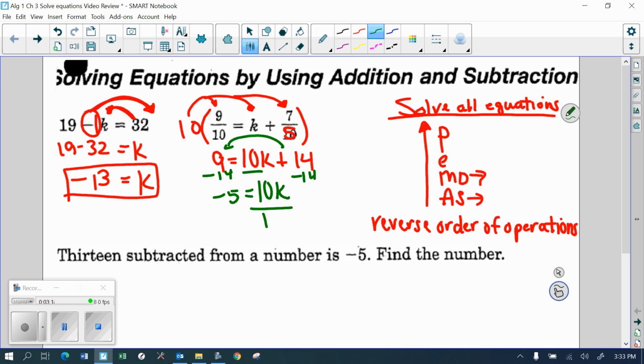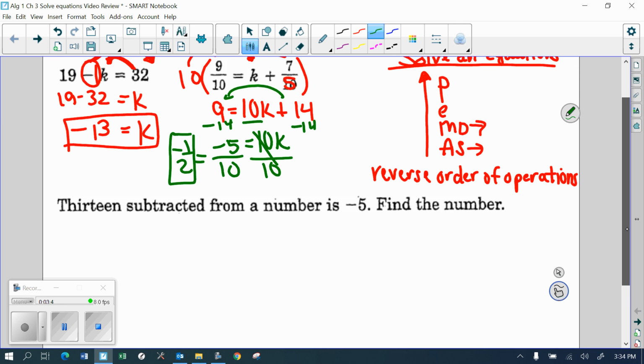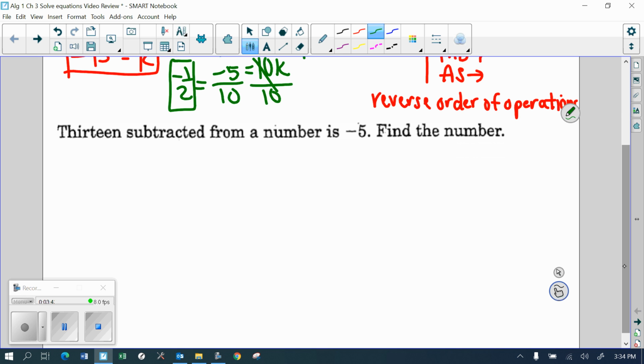And last step, divide by 10. Now, can I leave it like that? No, I must always simplify or reduce. That gives me -1/5. I meant to say -1/2. -1/2. Okay. And there's my answer. How can I check my answer? I can plug it back in to see. I'm not going to do that here because we're trying to save some time. I'm just showing you the steps on how to do it right the first time.